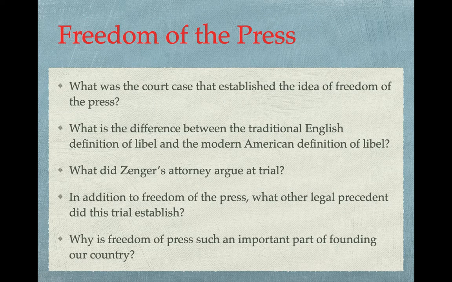All right, so this case of Zenger. John Peter Zenger was a newspaper man, and he publishes a series of articles that criticizes the New York governor.